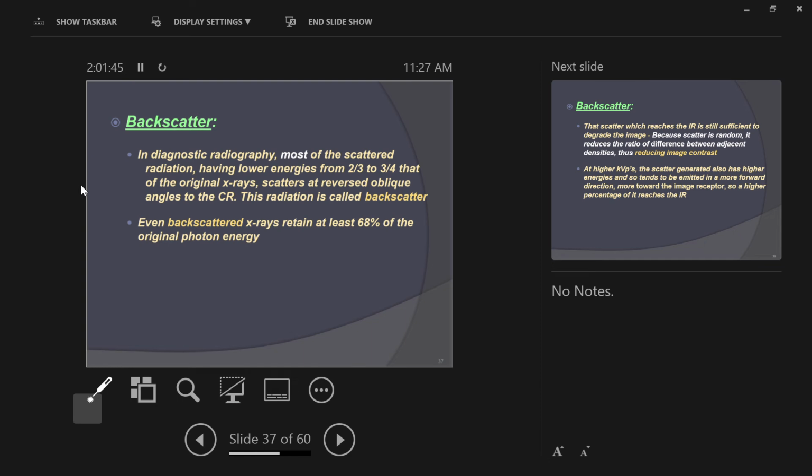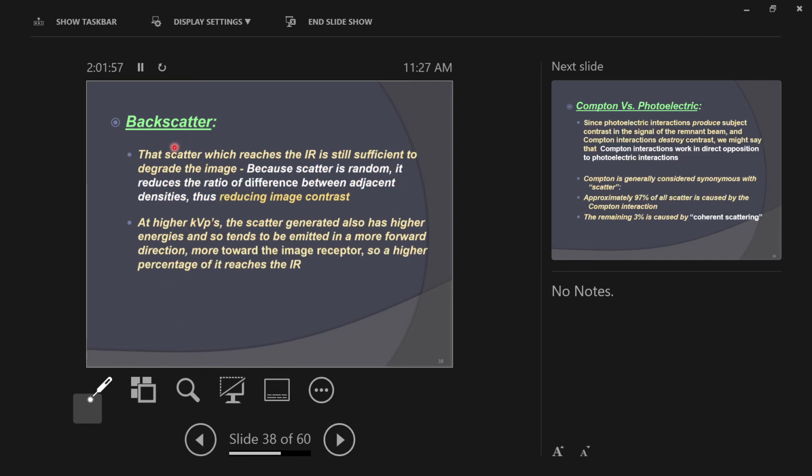This is scatter. The X-ray beam interacts with the patient, and scatter can travel in all directions around the room, not just towards the image receptor. Some of the scattered X-rays reach the image receptor, and those are sufficient to degrade the image. Scatter is random, and it sort of creates a fog on the image. This fog reduces image contrast and makes the visibility of structures more difficult.